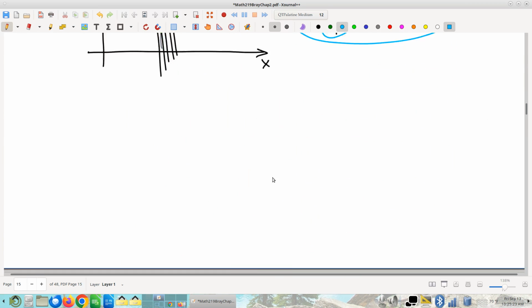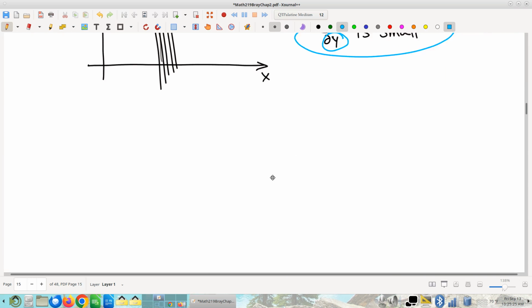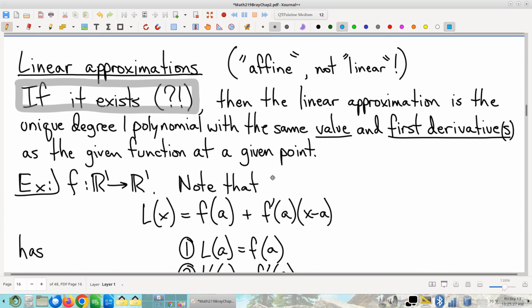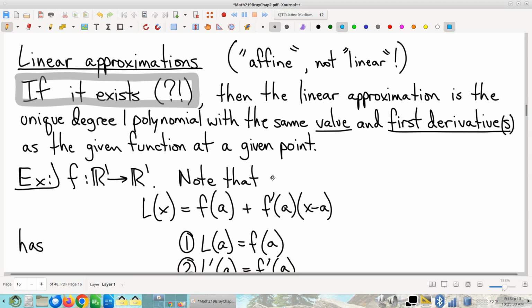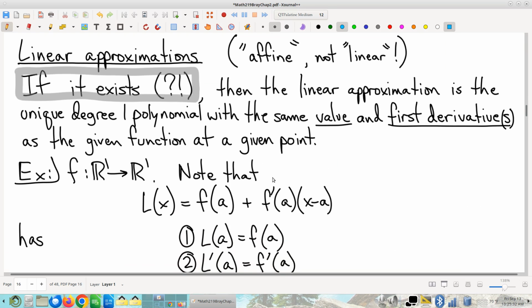Okay. All right, so let's see here. Yeah, moving along. So we're going to talk about something called linear approximations, and quick apology, awkwardly, linear approximations are not linear.